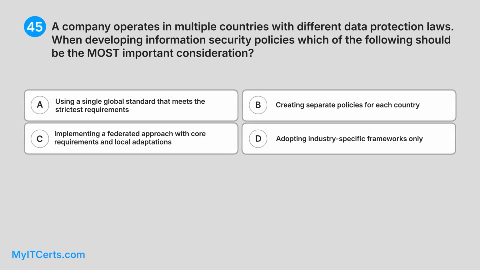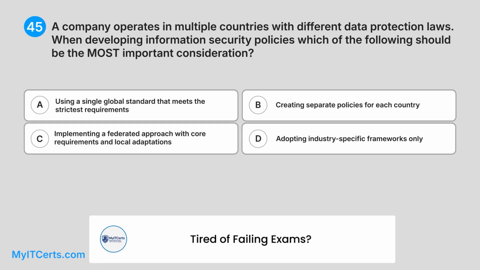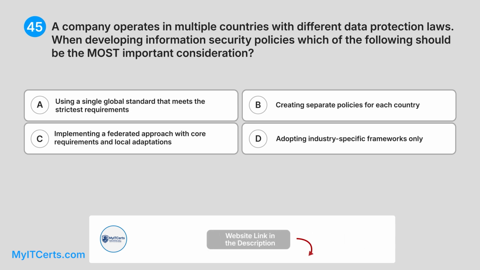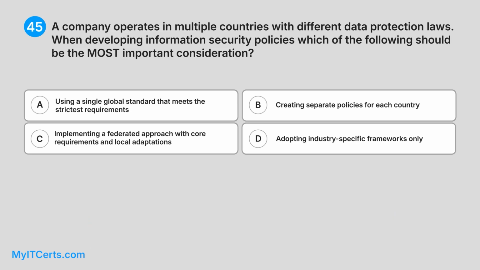(45) A company operates in multiple countries with different data protection laws. When developing information security policies, which of the following should be the most important consideration? A. Using a single global standard that meets the strictest requirements. B. Creating separate policies for each country. C. Implementing a federated approach with core requirements and local adaptations. D. Adopting industry-specific frameworks only. Do you know the answer?